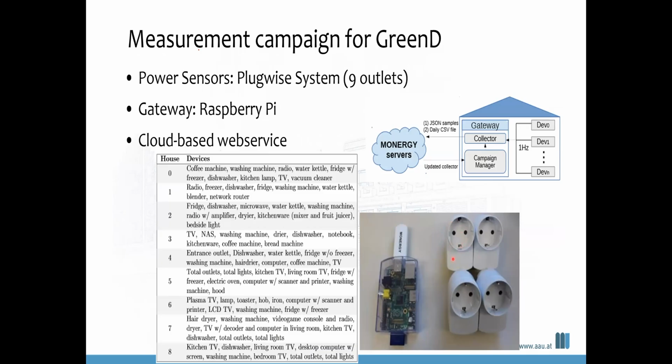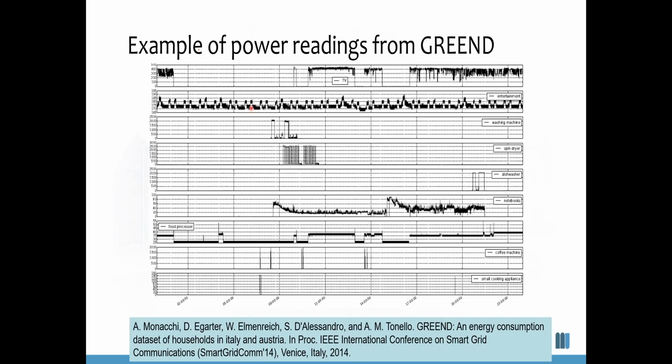We've used such power plugs or smart plugs that go between the socket and the plug, and then have a Raspberry Pi device that is basically pulling the measurements there, saving them on an SD card, and then transmitting them. Of course, you have also to find people that are willing to take part in your measurement campaign in order to get this data. So those are examples of these power readings that we get there.